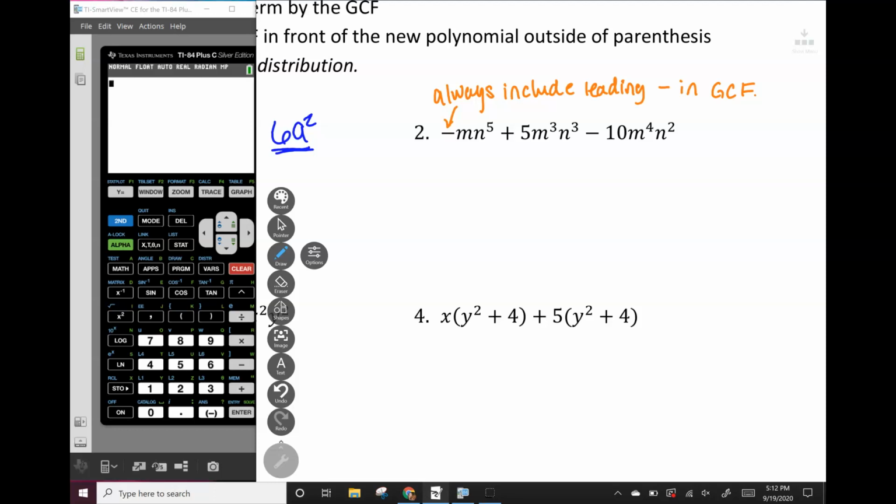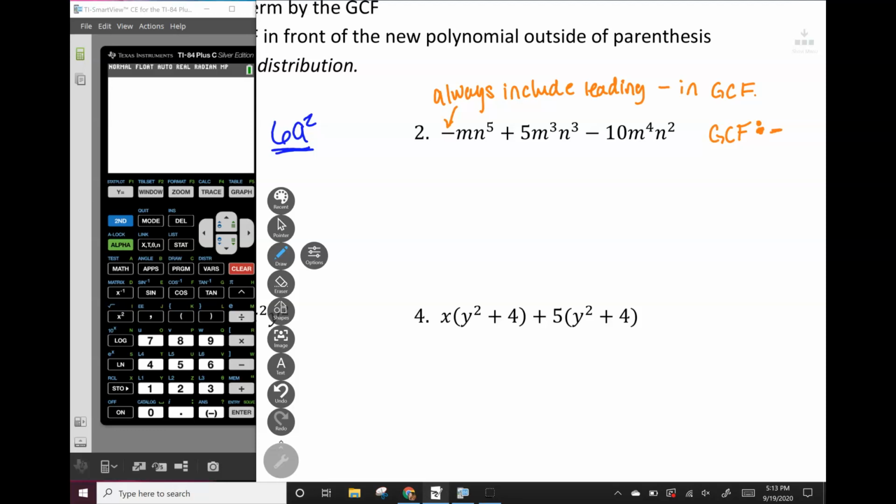Even if there is no GCF, but there's a leading negative, you need to factor out the -1. So your GCF would be -1, and you would divide the whole thing by -1, and you would write the negative in the front, outside parentheses, just like any GCF. All right, so what is our GCF here? Of course, the negative we are going to include.